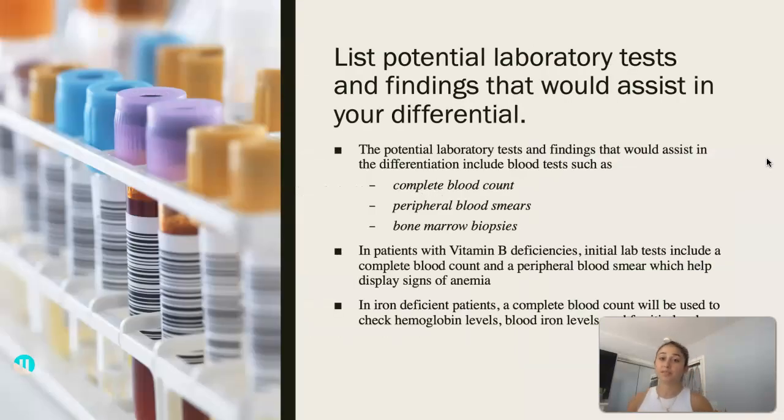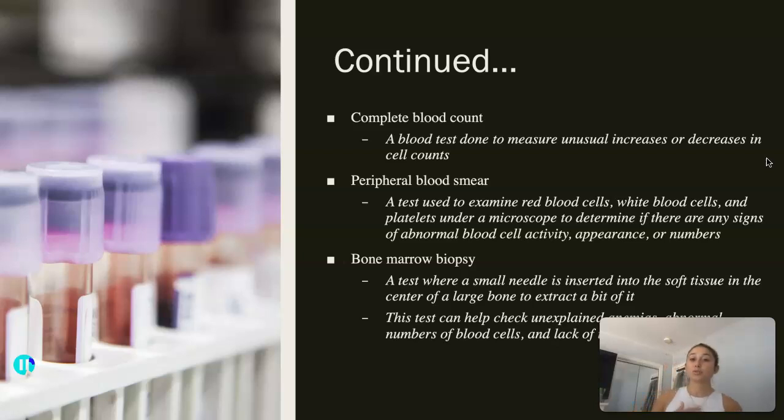And potential laboratory test findings that would assist in the differential will include complete blood count, peripheral blood smears, and bone marrow biopsies. So, for example, just to go over what blood tests would be used for the 3 vitamin deficiencies that we saw, patients with vitamin B deficiencies would include complete blood count and peripheral blood smear tests because it will help display signs of anemia. And in iron deficient patients, a complete blood count will be used to check hemoglobin levels, blood iron levels, and the protein ferritin levels.